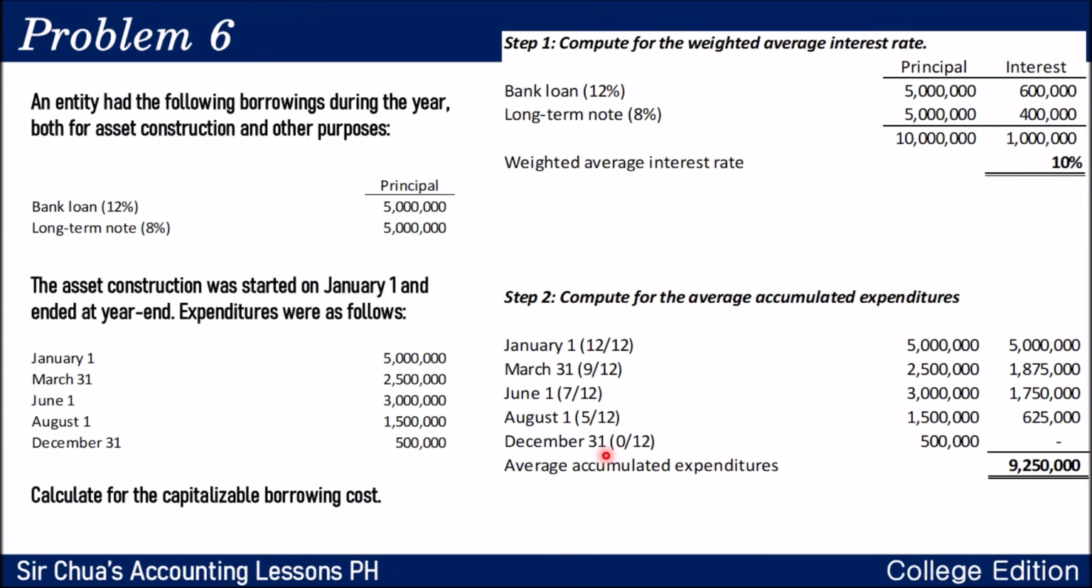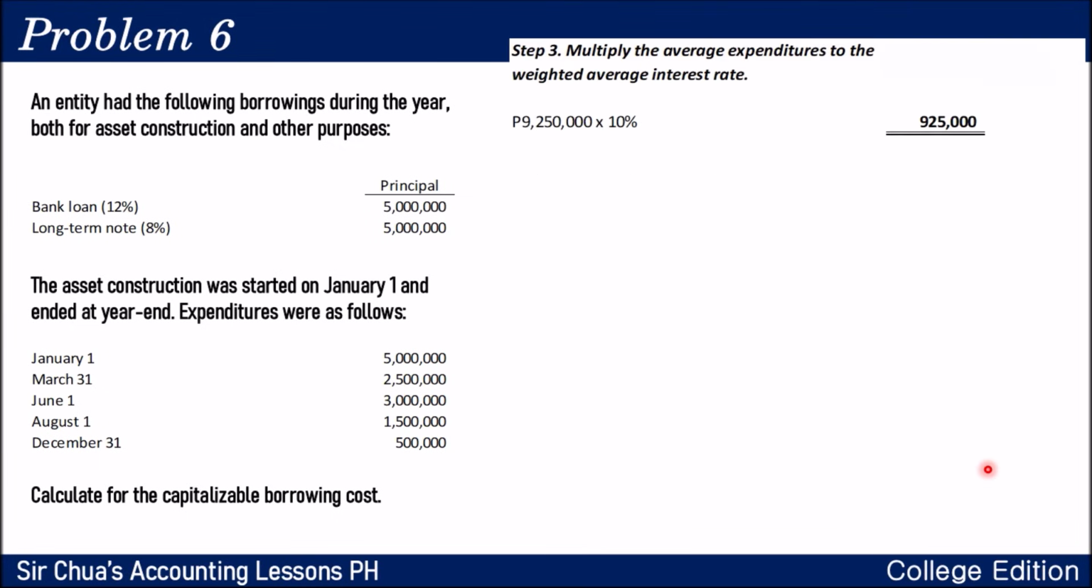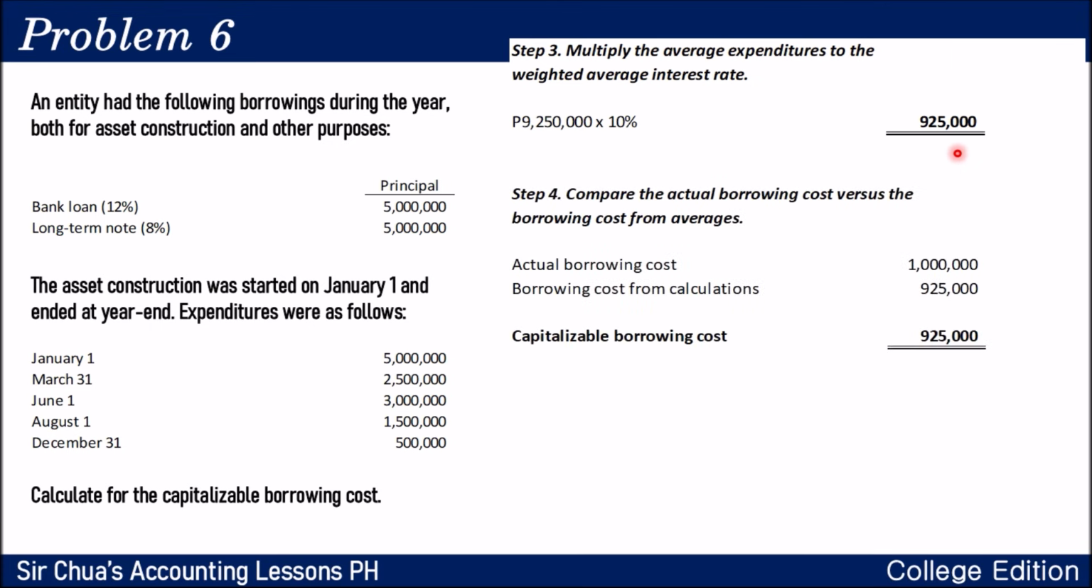Okay? Pero kung December 1 yan, anong lalagay nyo? Siyempre, aandar pa yung buong buwan ng Desyembre, isang buwan pa yon, 1 over 12 naman kung December 1. Okay? Just get the total of these. Yan po yung tinatawag nating average accumulated expenditures. Now, multiply the average expenditures, yung nakita po natin na 9,250,000, dun po sa ating weighted average interest rate na 10%, 925,000.